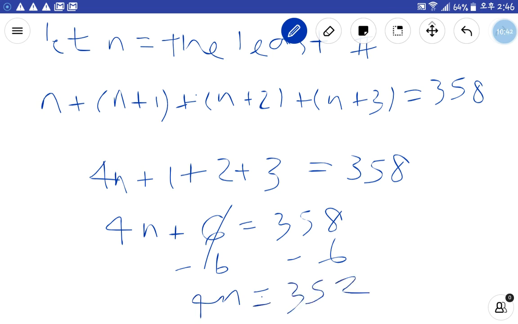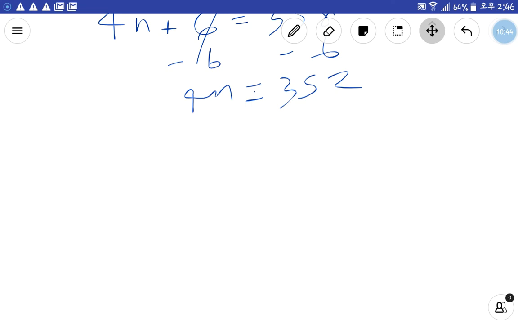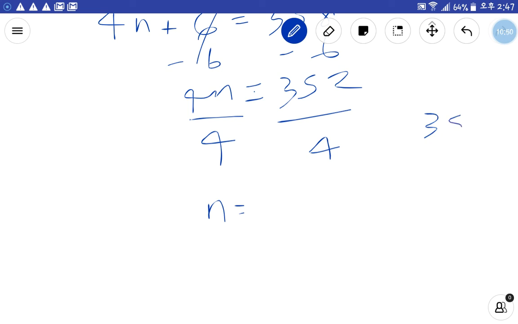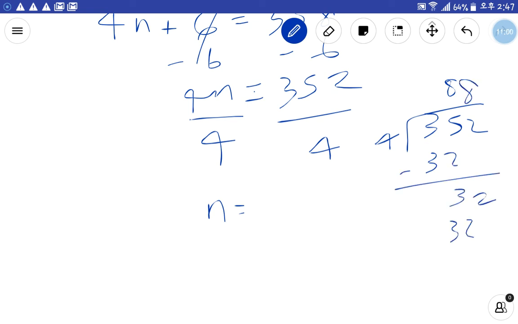So far so good. Now what do we do, guys? We have to divide by 4 each side. So my n would be 352 divided by 4. 4 times 8 is 32, and I have another 32 here. That's my 8. Alright, so my n is 88. What does that mean? 88 is the least number.